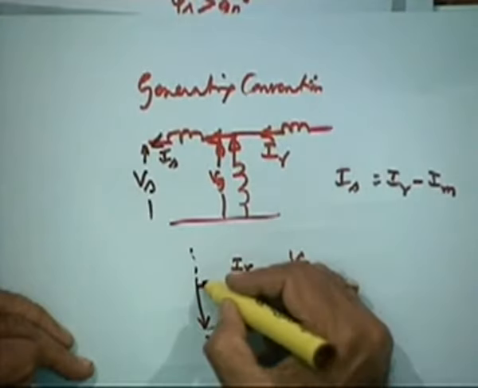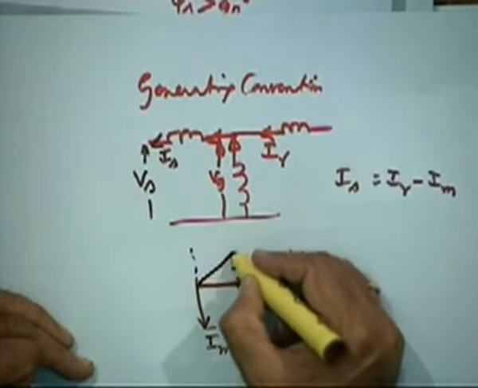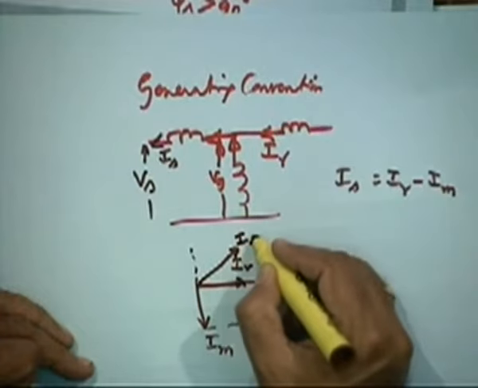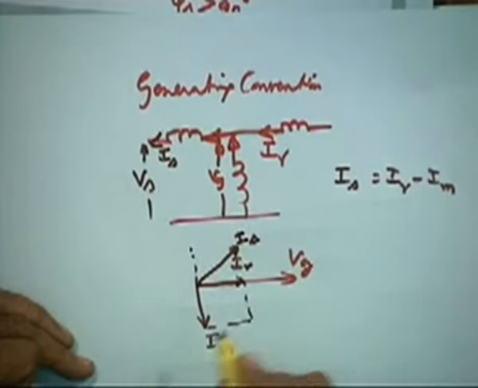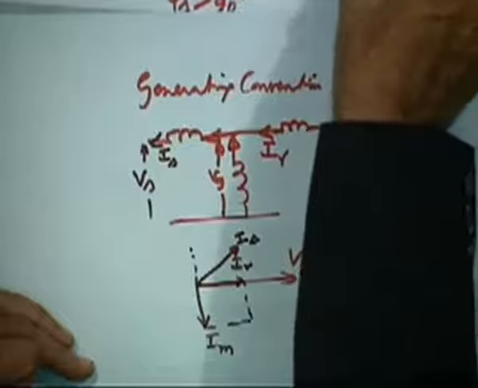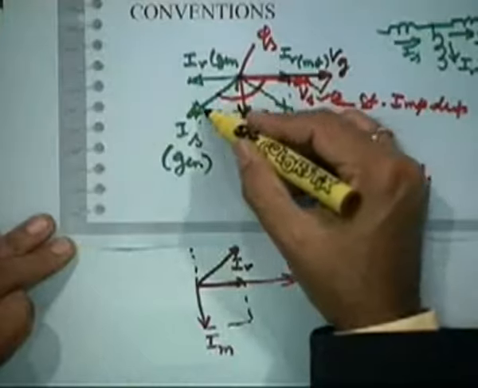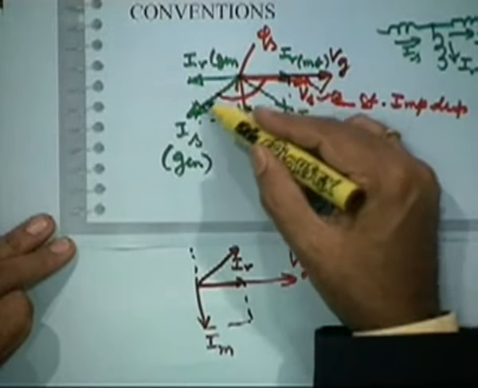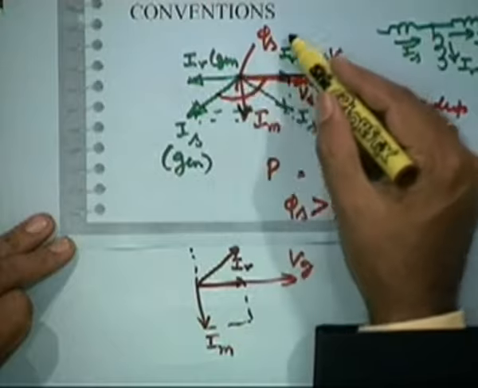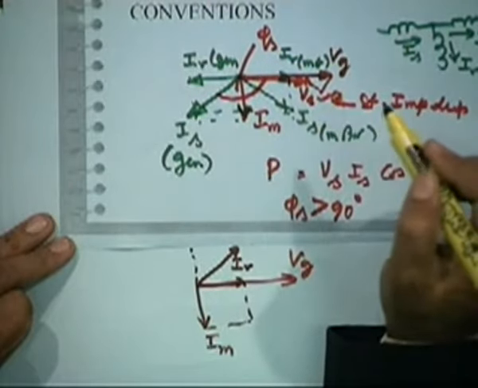So you will have IS here, right? And that means you will find that IS as a generator would be just opposite to what it was as a motor. See, IS was here as a motor, it will go here as a generator. Okay.